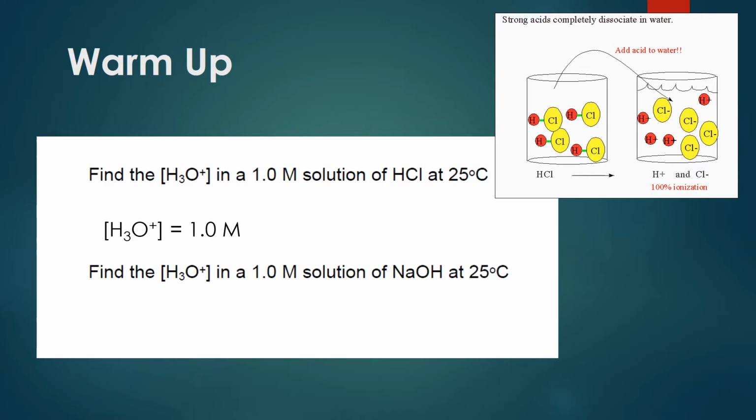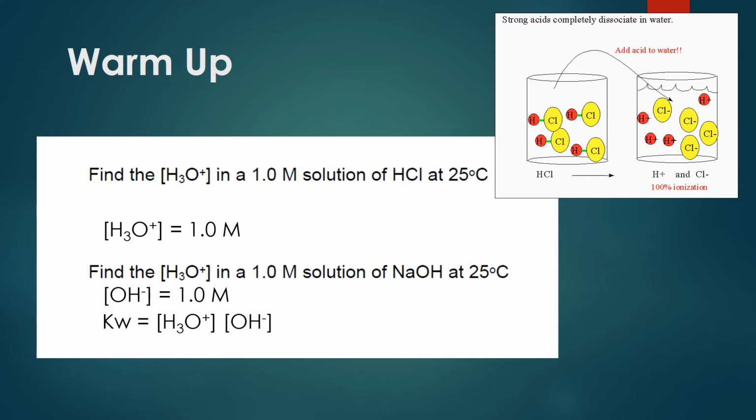With the second question here, we're also asked to find the hydronium concentration in a 1 molar solution of sodium hydroxide. This one is a strong base. So strong bases also dissociate or ionize 100%. So we know that the concentration of hydroxide is going to be 1.0 moles per liter. But now we have to transfer that into hydronium.